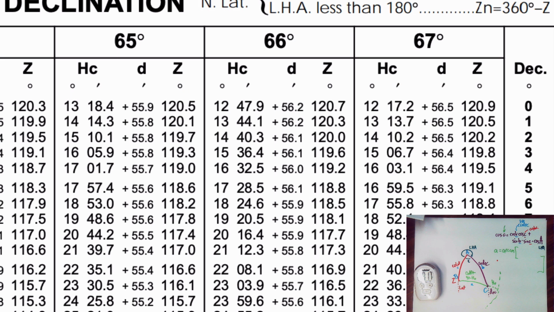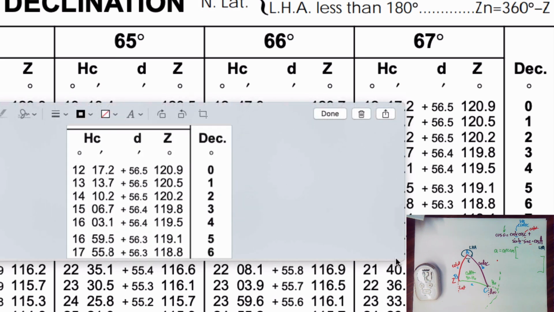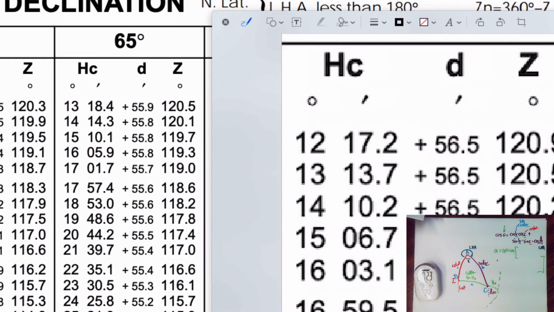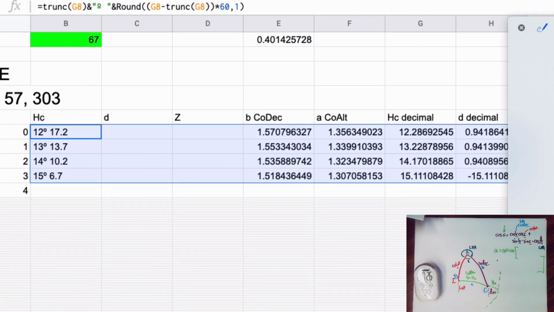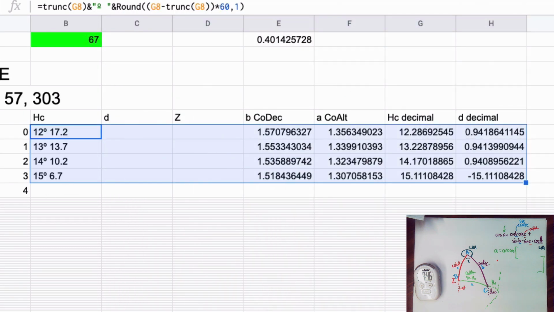All right, so just the first few rows, so I'll be able to bring them in, and so I don't have to keep flipping back and forth. So here's our spreadsheet. And we have 12, 17.2, 13, 13.7, 14, 10.2, and 15. Now this is 6.7, so we are going to have to do a little bit more formatting. But that's looking pretty good. I'm pretty happy with that.